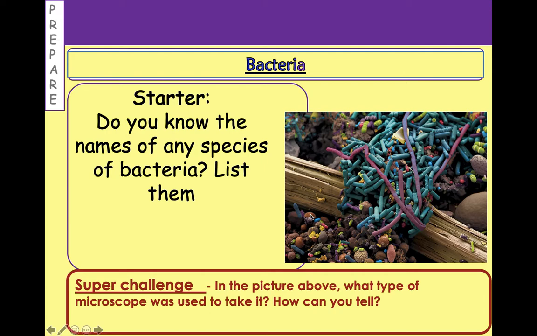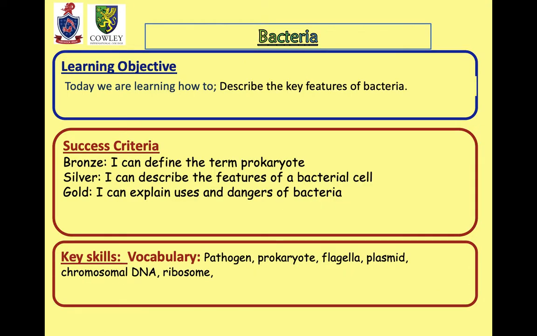It's used to show you all the different shapes and sizes of the bacteria shown in the picture. Okay, moving on. The aim of today is to describe the key features of bacteria. We're going to look at what the word prokaryote means. We're going to describe the features of a bacterial cell, so you're going to need a pencil or a pen or something to draw that and add the labels. And we're going to look at the uses and dangers of bacteria to humans.